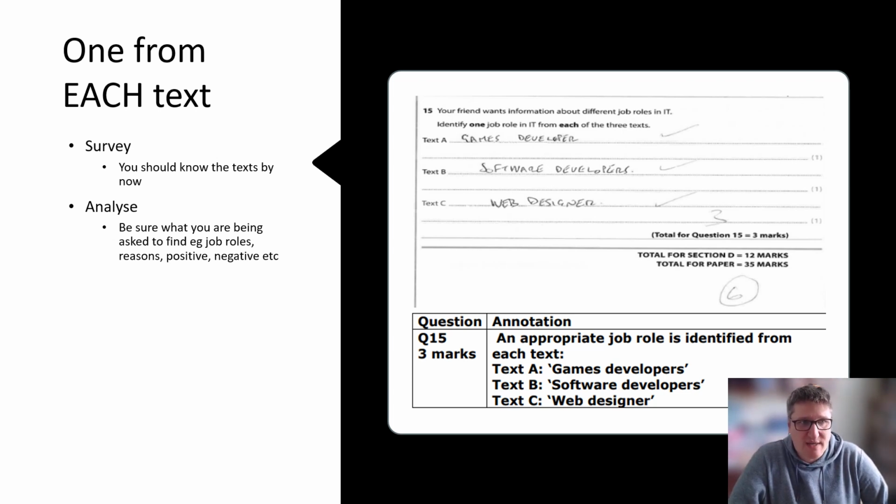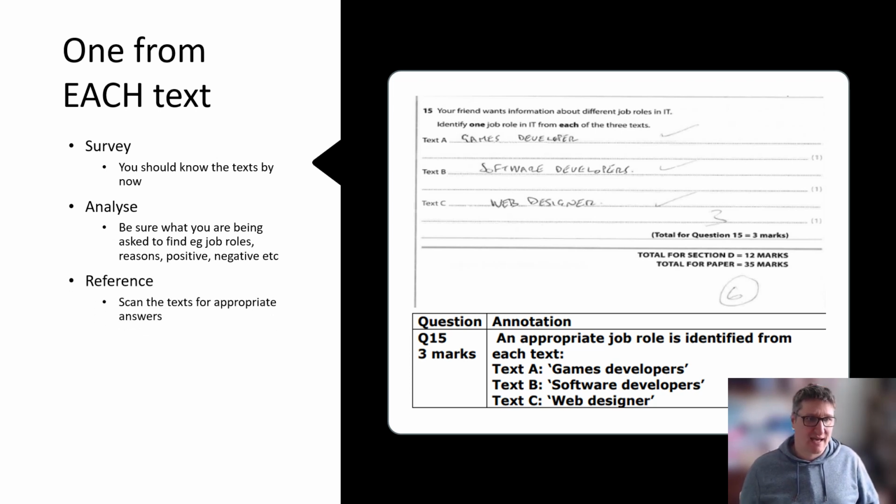You analyze the question. Be sure what you are being asked to find. So in this one, it's job roles, but it might be something else. It could be reasons for something. It could be positive points about something. It could be negative points about something. It could be problems. It could be solutions. It could be any of those sorts of things. But you want 1 thing from each text, as we see in the question.